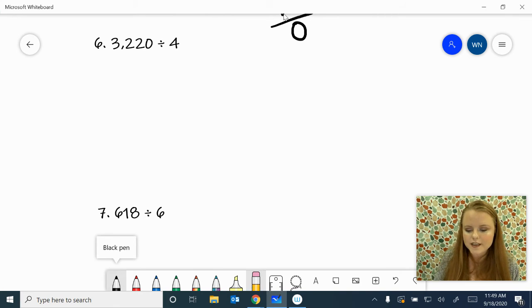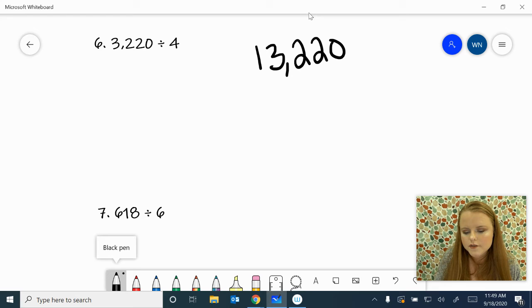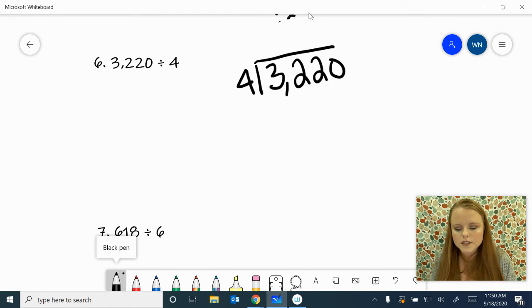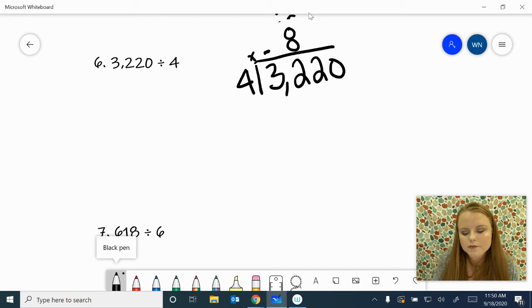Let's go over number 6. Number 6 says 3,220 divided by 4. So we know that 3 can't divide by 4. If I have 3, I can't divide it into 4 pieces until we do fractions and decimals. So there's no number going there. 4 can go into 32 8 times because 8 times 4 is 32. If we subtract, we're going to get a 0 there.